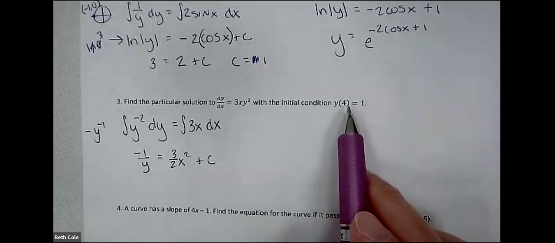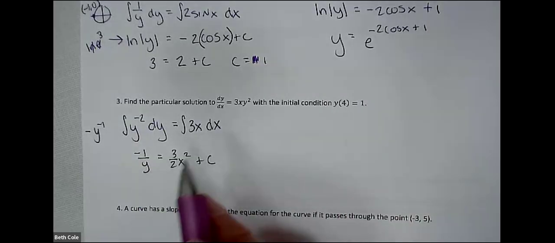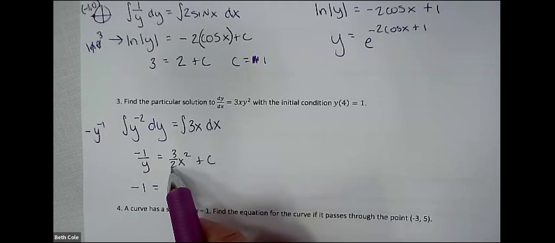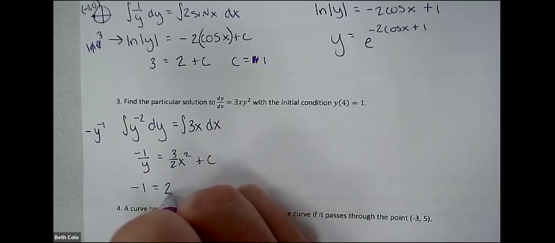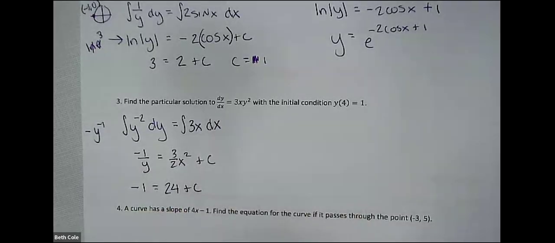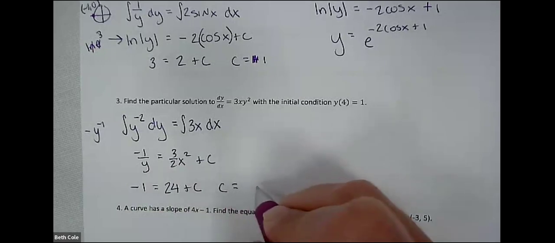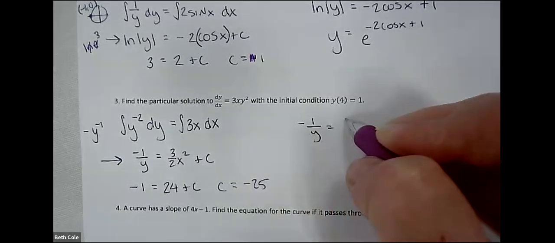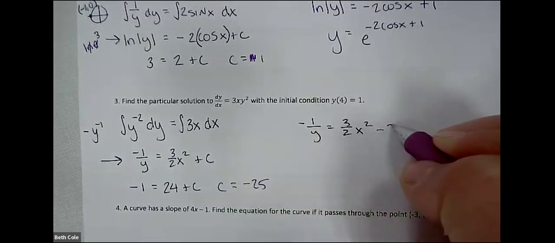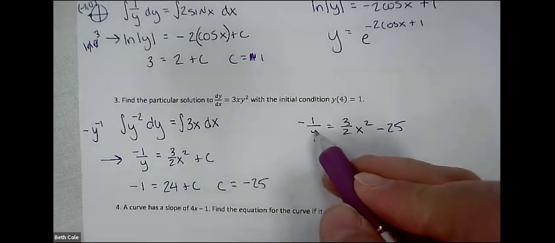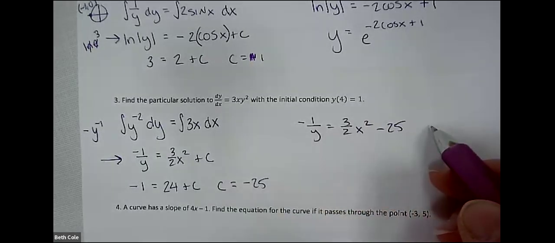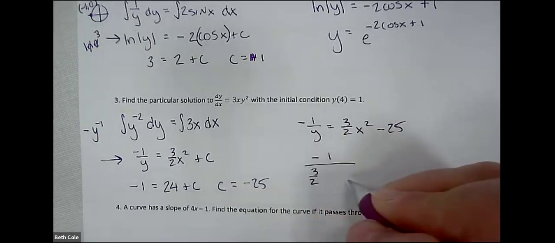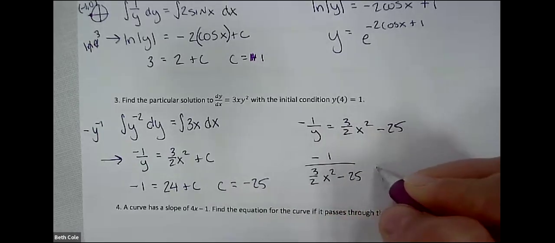Plug in our initial condition. So we're going to plug in 4 for x, 1 for y. So this side will just be -1. Over here, 4 squared is 16. Divided by 2 is 8. And then 8 times 3 is 24. So sometimes you do have to fight through that without a calculator. And c is -25. So I'm going to recopy this step exactly like it looks, except with that -25. Now, mathematically, what happens here is this y gets multiplied over, and then all of this gets divided over. So essentially, those two items are just going to trade places.